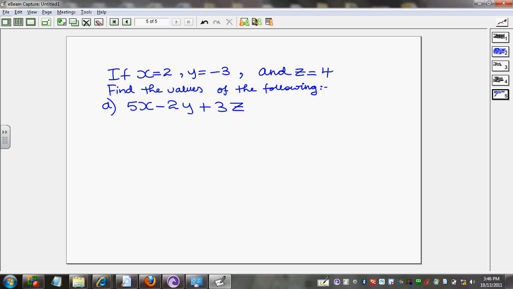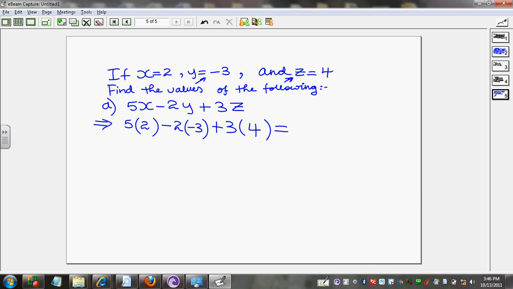If we make the substitution, then it would imply 5 in brackets, we'll put what x is. X is the number 2. Then minus 2, and in brackets, we're going to substitute what y is. Y is the value minus 3, so we're going to put minus 3 there. Plus 3, and instead of z now, in brackets, we'll put the number that was being substituted for z, which is the number 4. Okay?